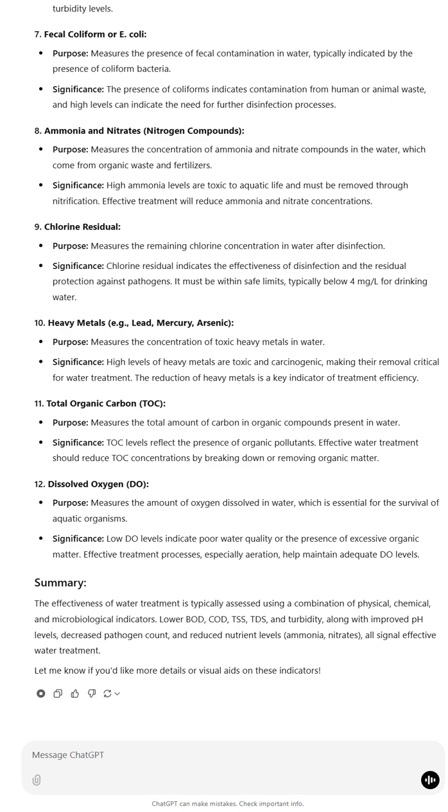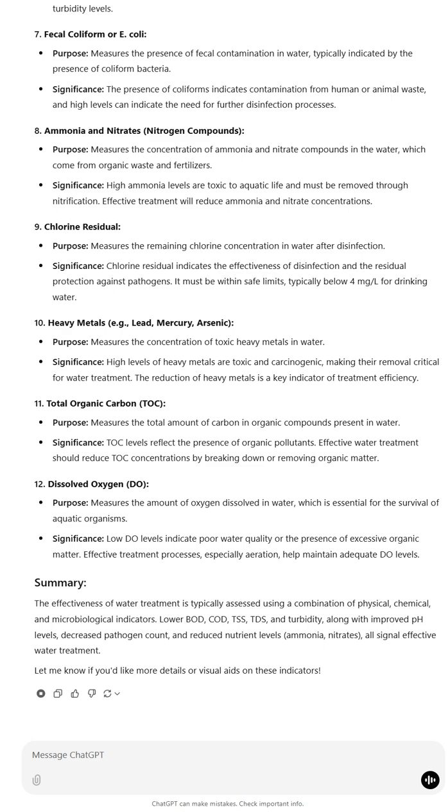10. Heavy metals, e.g. lead, mercury, arsenic. Purpose: measures the concentration of toxic heavy metals in water. Significance: high levels of heavy metals are toxic and carcinogenic, making their removal critical for water treatment. The reduction of heavy metals is a key indicator of treatment efficiency.